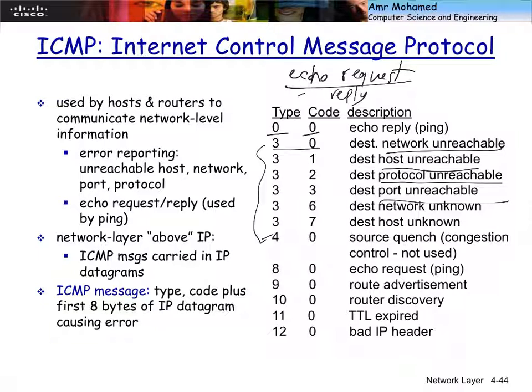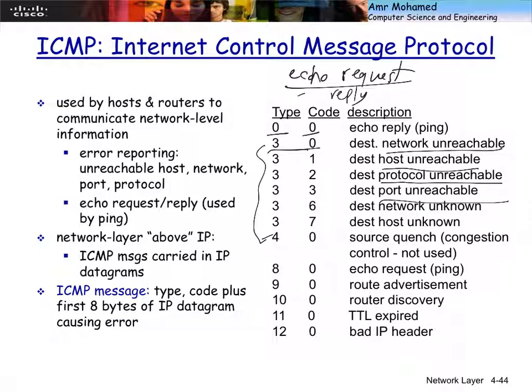Network unreachable means that the ping request or the echo request has passed through a router, and the router cannot find in the routing table any address that points to this host. There's no match in the routing table. In that case, the router itself will reply with type 3 and error code 0, which indicates that the network of that host is unreachable. I cannot reach there.